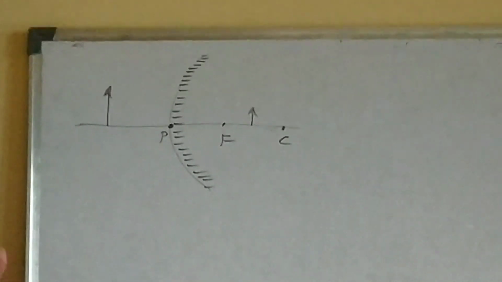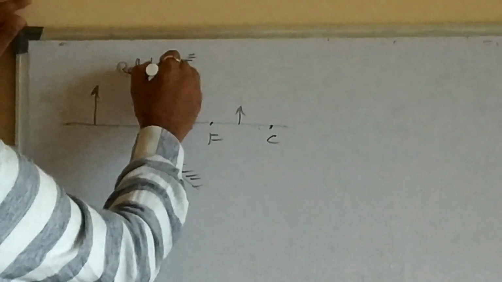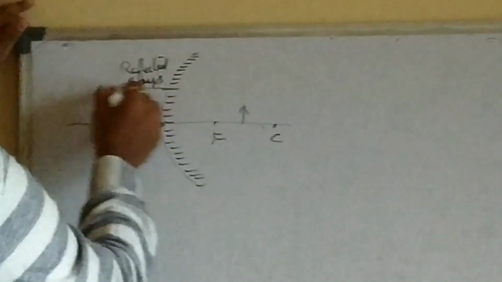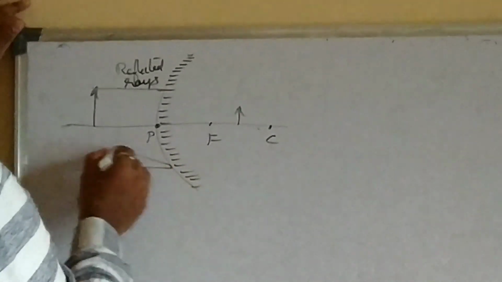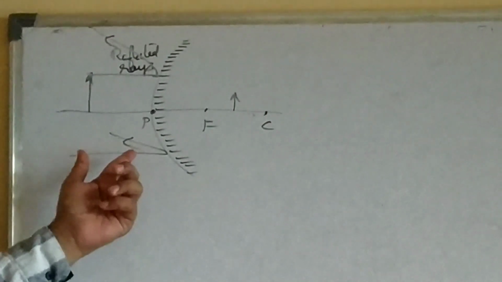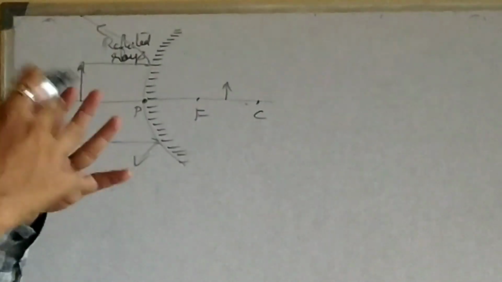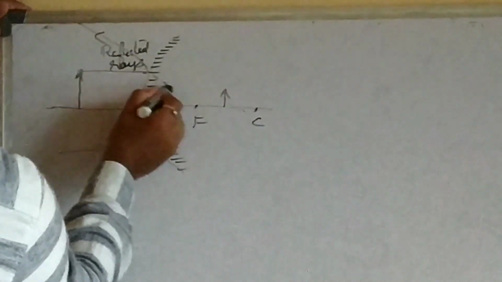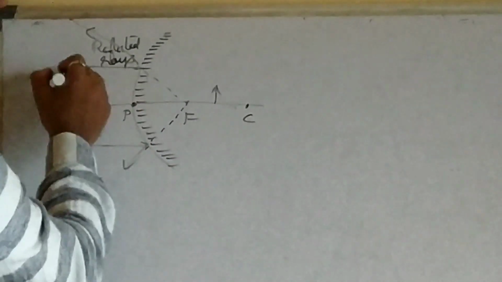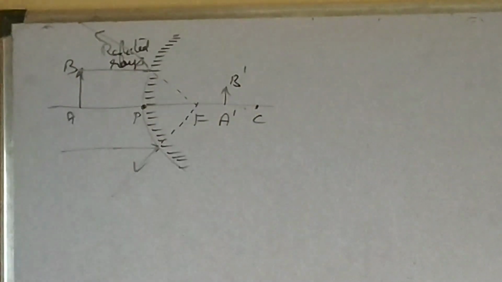Now, where are the reflected rays? Actually, the reflected rays will be towards left side, right? Here you will get reflected rays, incident rays, and here this is incident ray means this will be reflected ray, right? These are the reflected rays. Where are the reflected rays coming from? It appears to be coming from the focus, right? Like this. We will do the dotted lines. We have seen in ray diagrams. Now see here. This is object. AB is the object. A dash, B dash is the image.